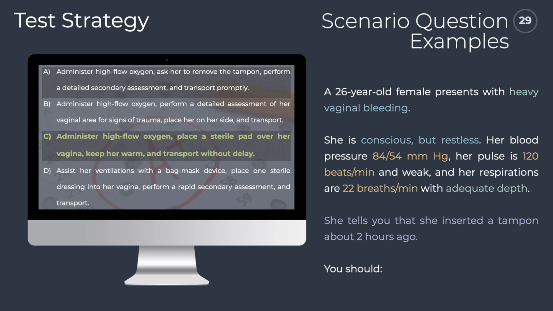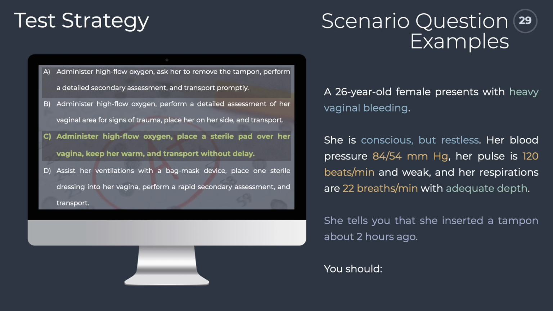B is incorrect because it assumes that there is some evidence of trauma, which there is not with the information given. Answer D has 2 items of note. First is the use of the bag mask device on a patient who has adequate depth. This patient should definitely receive supplemental oxygen, but does not require ventilatory assistance. Secondly, it says we will place a sterile dressing into the patient's vagina. This is another example of contraindicated behavior. This one by itself could catch people who do not thoroughly read the answers.